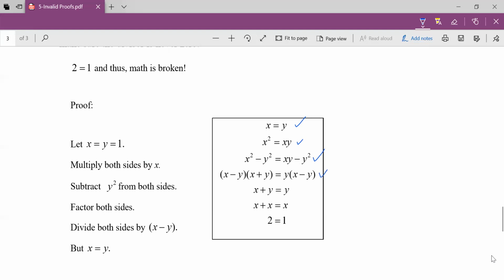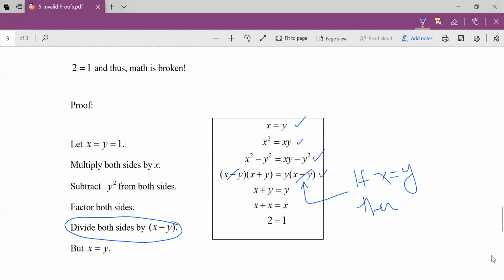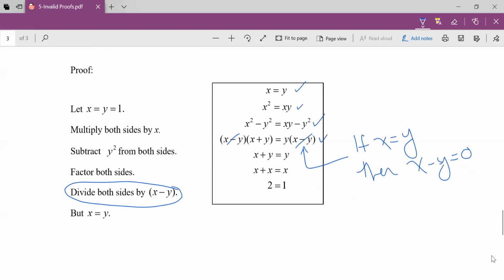Then what they do is divide both sides by x minus y. And they divide them, and then they can go on to prove that 2 is equal to 1. The error here is that if x is equal to y in their original statement, then x minus y is equal to 0, and they are dividing by 0, which is not a defined operation. So this proof falls apart.